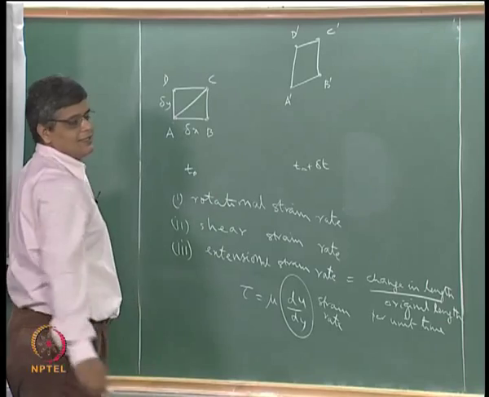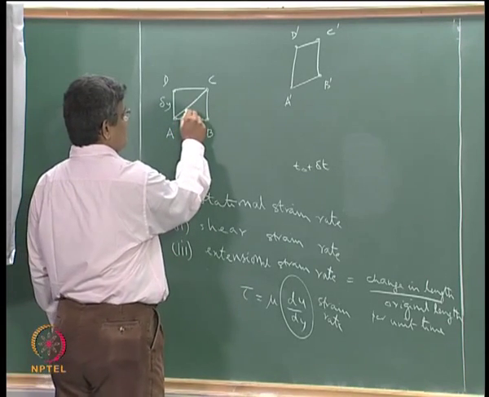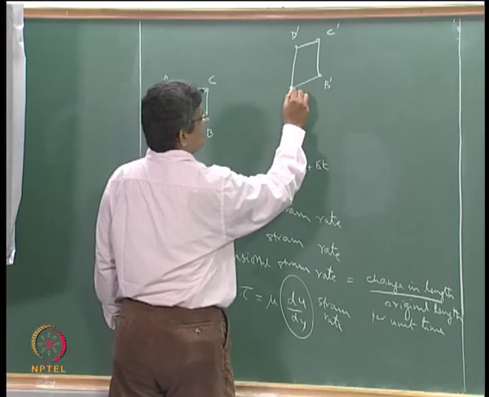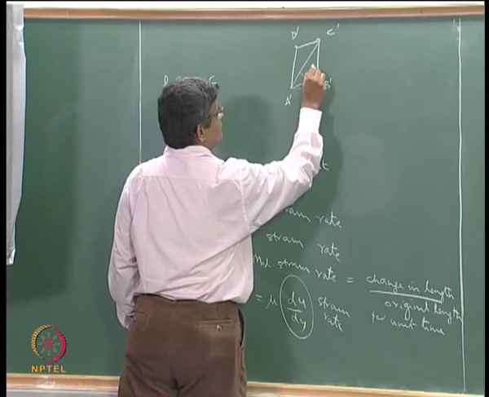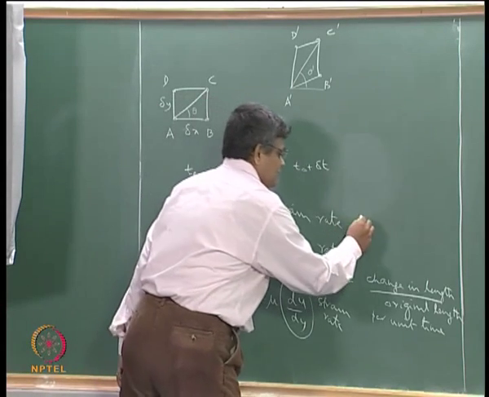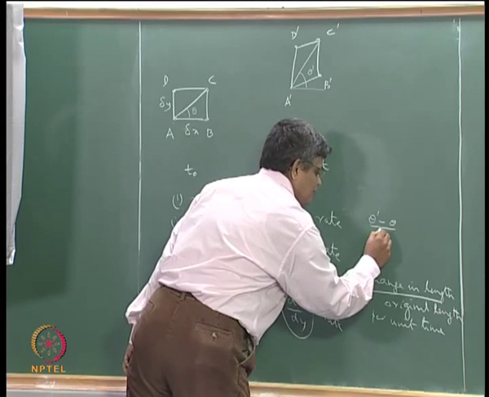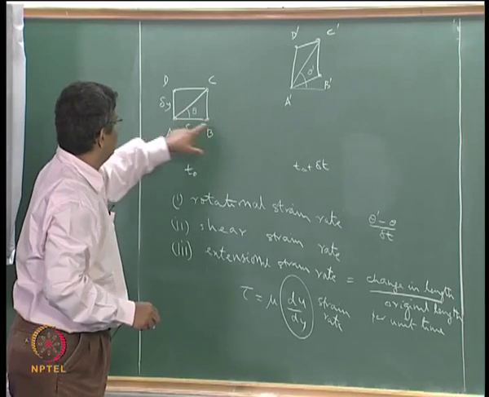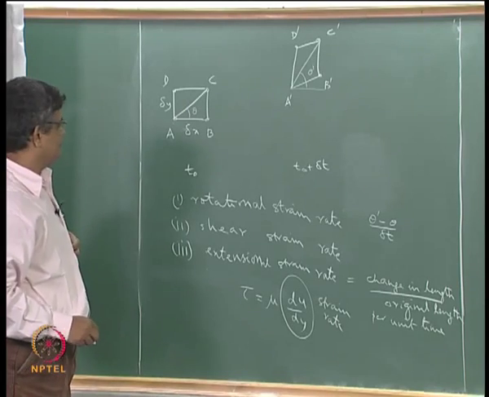What we mean by rotational strain rate is that we consider the diagonal, and we see if the diagonal has rotated. Initially, for example, this may be making a certain theta with the horizontal. Now the diagonal here is making a theta prime. Okay, so this strain rate is theta prime minus theta divided by delta t, where theta is the angle that the diagonal is making with respect to the horizontal.